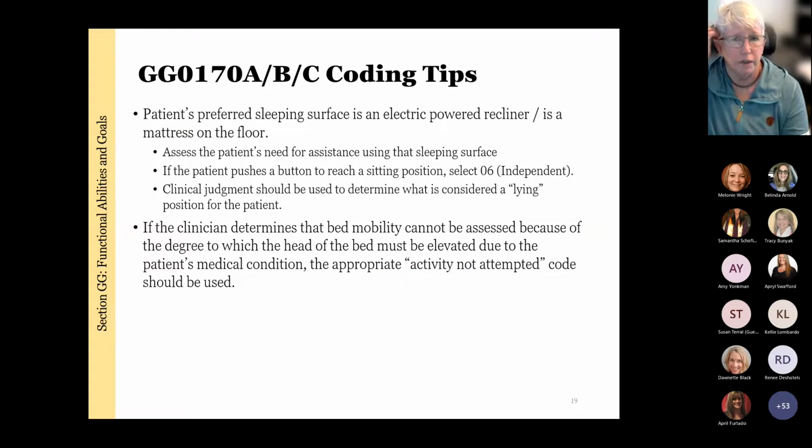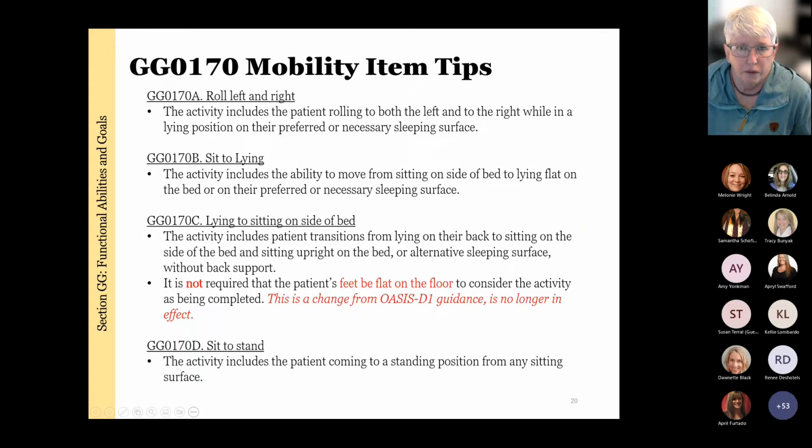So with these GG0170 mobility tips for A, B, and C, these are just various guidance that's been out for a while. Just a reminder that if the patient's preferred sleeping surface is either a recliner or a mattress on the floor, then the clinician really needs to play in their world, how they've adjusted their life. We can't just say, well, they don't sleep in a bed, so this item doesn't apply. No, the recliner is now their bed, so their thinking has to swivel over towards that way. So GG0170A, rolling left and right.